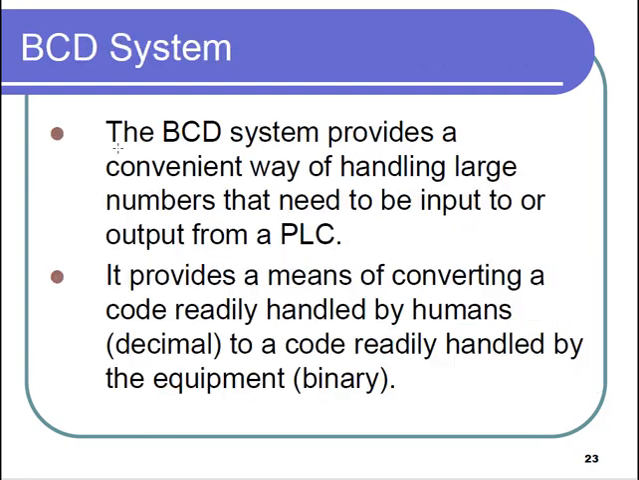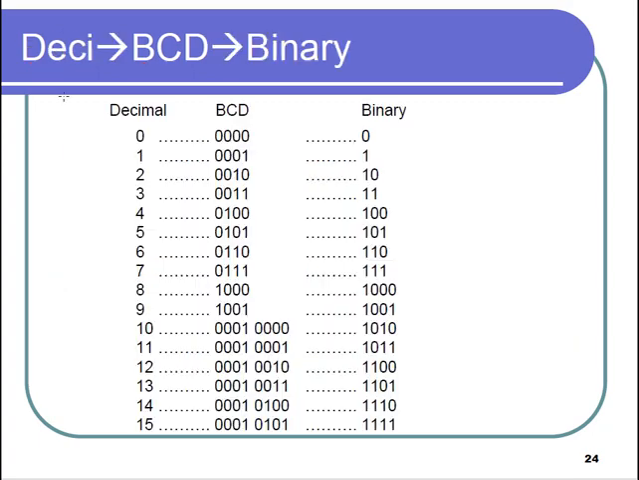Let's look into another number system, which we call the BCD system. The BCD system provides a convenient way of handling large numbers that need to be input to or output from a PLC. So it provides a means of converting the code readily handled by humans to a code readily handled by the equipment, which is the binary system. This is the table of conversion from decimal to BCD to binary.